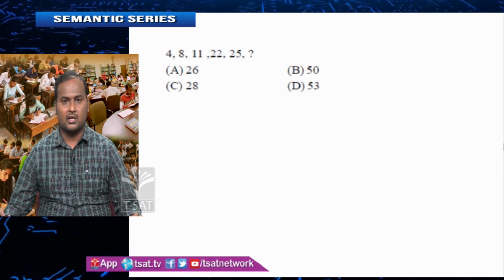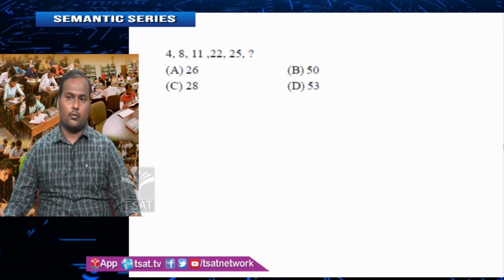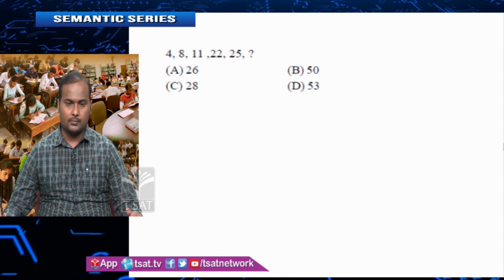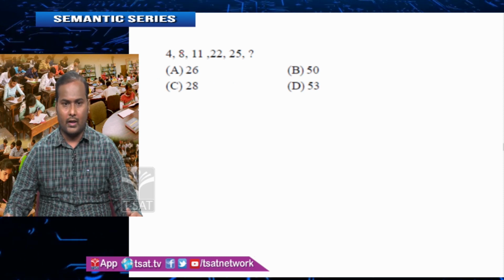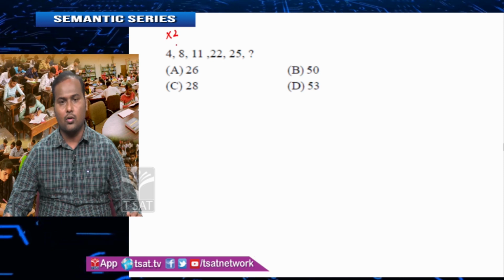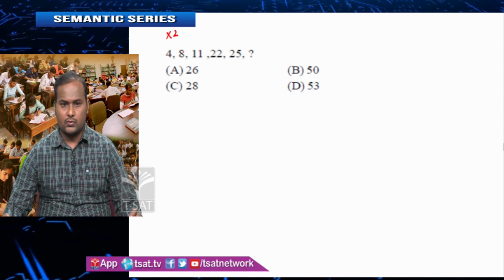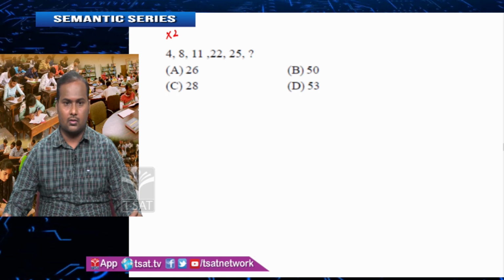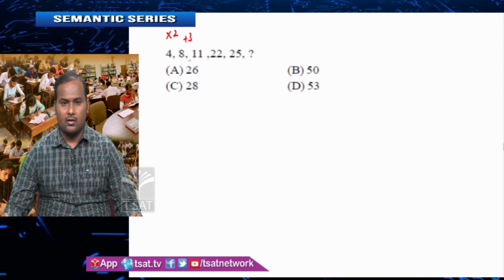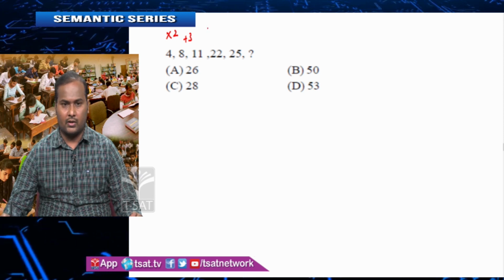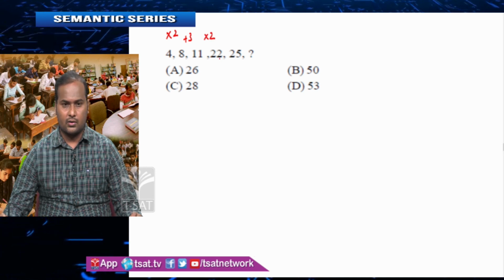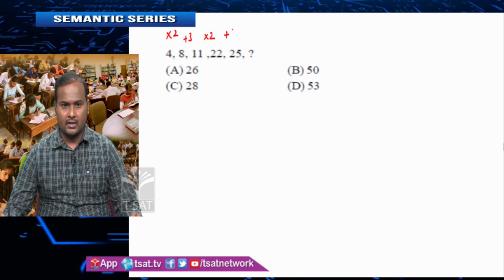This is a miscellaneous type of question, where both additions and multiplications are involved. If you see this particular series, 4, 8, exactly it is doubled. So it is generally multiplying by 2, or he added 4. Next one is 8 to 11, so generally it is increasing by 3. So plus 3. If you see the next one, 11 and 22, obviously it is doubled, so multiplied by 2. Next one is 22 to 25, so there is an increase of 3.